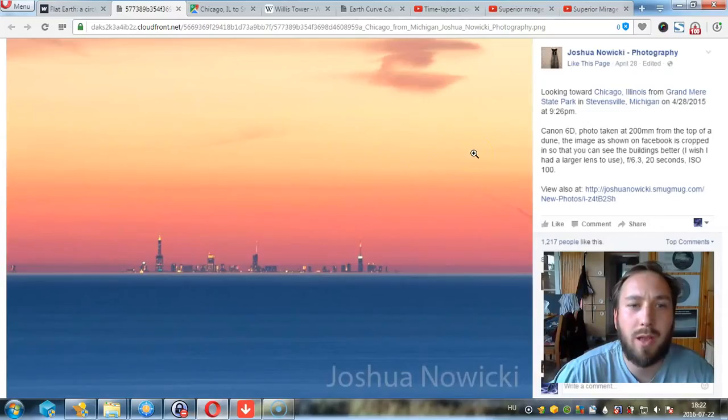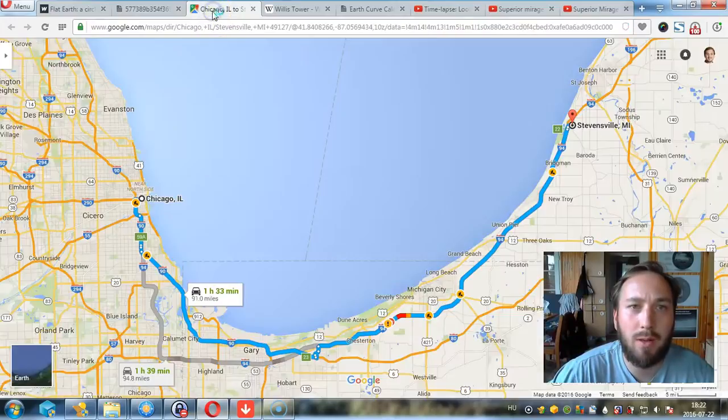So let's talk about the Chicago skyline scene from Stevensville, Michigan. This was taken by Joshua Nowitzki. He's a professional photographer, and this is what he has seen. Okay, and so let's open up the map, the traditional map. This is Stevensville, where Joshua Nowitzki was taking the picture from, and this is Chicago.